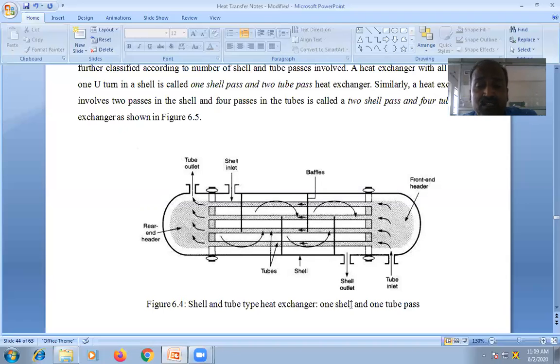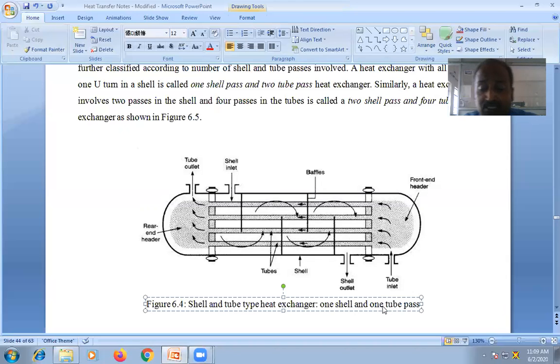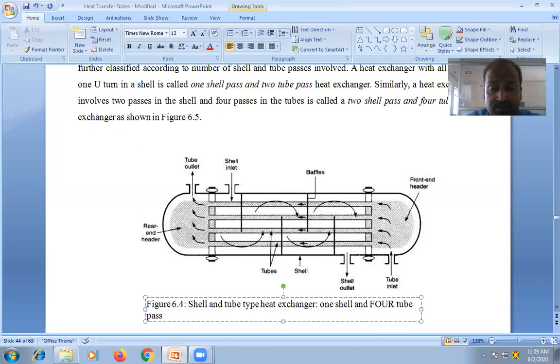Here it is actually wrong. It is a wrong one. It is 4 tube passes here: 1 tube, 2 tube, 3 tube, 4 tube. So here you can see 4 tube passes are there and one shell is there. Here you can see this is the arrangement.